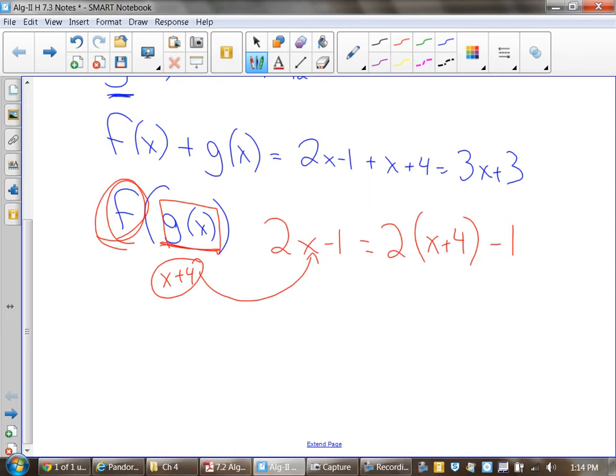Because at this point, since the g of x equation was x plus 4, when I substitute in for x, I get this. So my final answer would be 2 times (x plus 4) minus 1, which is 2x plus 8 minus 1, which is 2x plus 7. That is the composite of both those equations put together. All right? What happens is you go through these things.